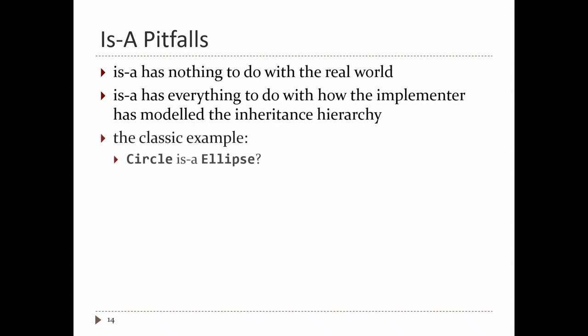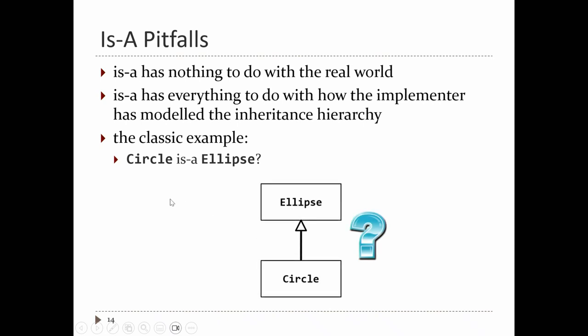So for example, this is the classic example in object-oriented programming: is Circle an Ellipse? Mathematically, a circle is a type of ellipse. It's an ellipse where the semi-major and semi-minor axes are equal. And so if you were to think about inheritance in terms of how a mathematician thinks about circles and ellipses, you might choose to implement the Circle class by inheriting from Ellipse.